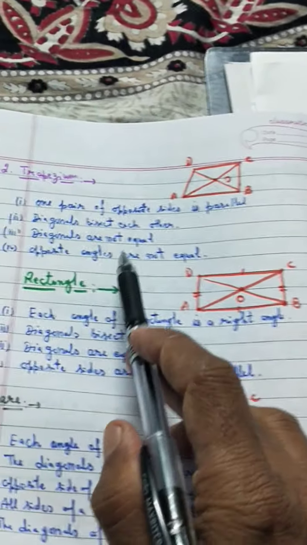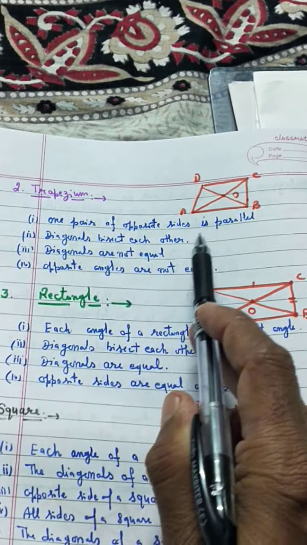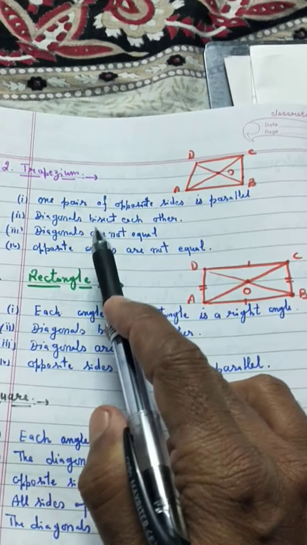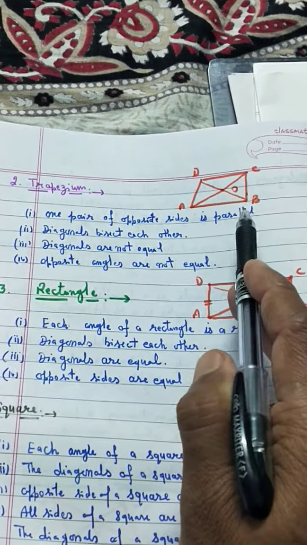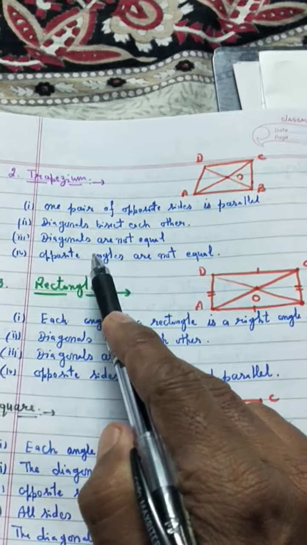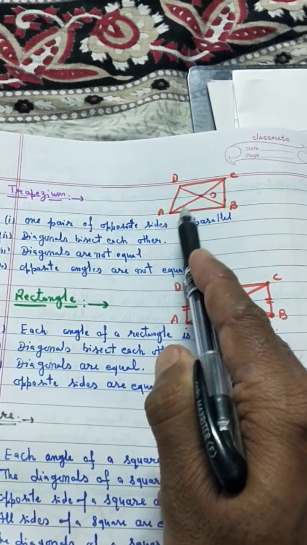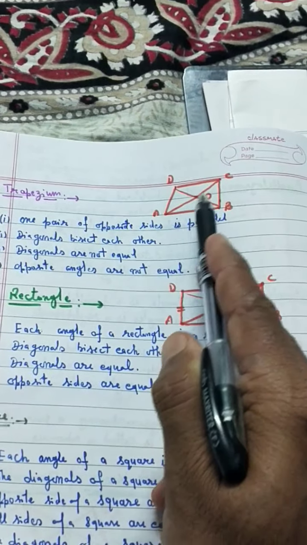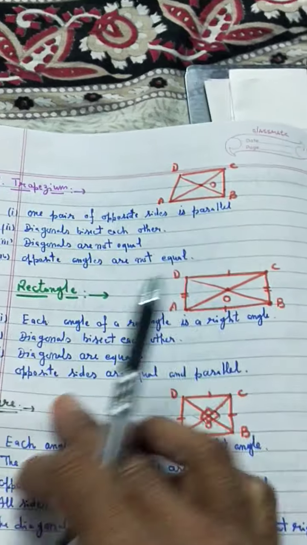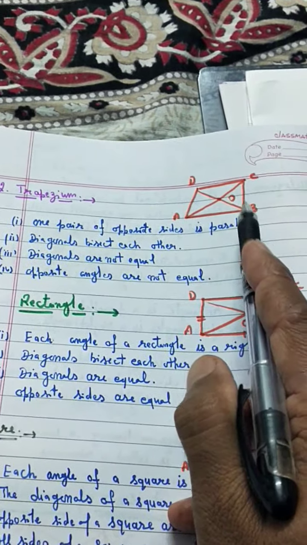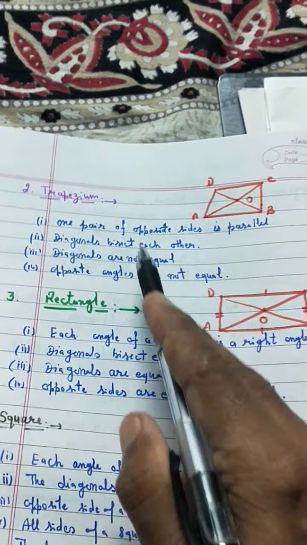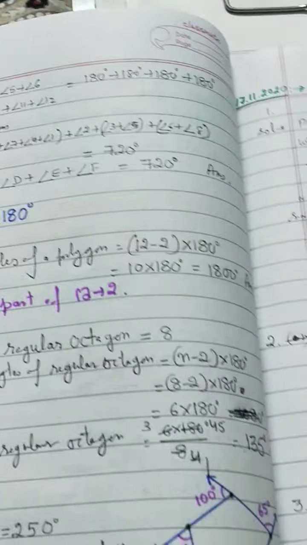Now in a trapezium, one pair of opposite sides is parallel, AB parallel to CD. Diagonals do not bisect each other in general, and diagonals are not equal. AC is not equal to BD. In the case of a parallelogram, again the diagonals are not equal. AC is not equal to BD. And opposite angles are not equal. Angle A is not equal to angle C and angle B is not equal to angle D in the case of a trapezium. So let us start worksheet second.